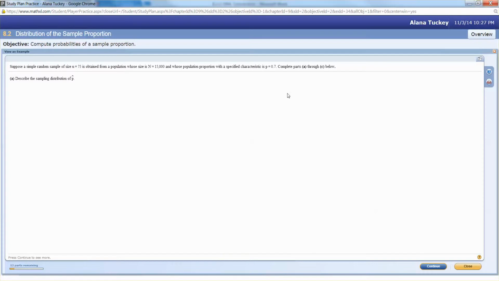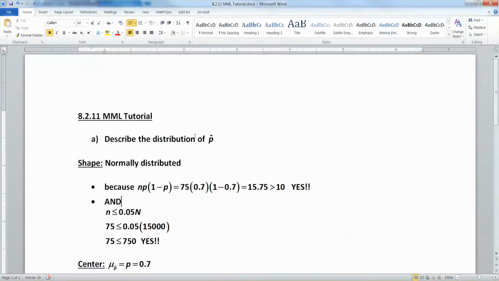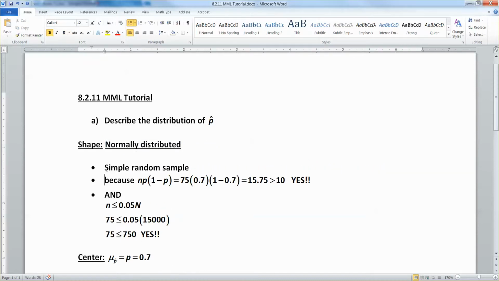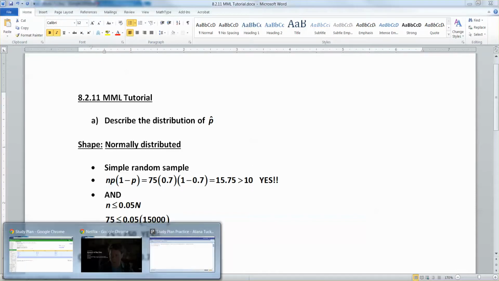So first thing they want us to do is describe the distribution of p hat. I have typed this up over here. When they say describe the distribution, they want to know the shape, the center, and the spread. Now the shape is normally distributed, but we have to show why. First of all, it was a simple random sample. That's the first requirement. Then we need to prove that n times p times 1 minus p is greater than 10. So where am I getting that from?